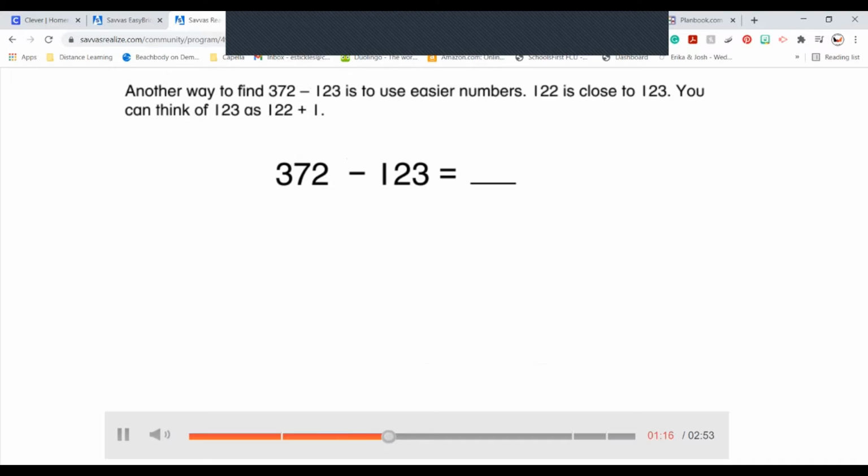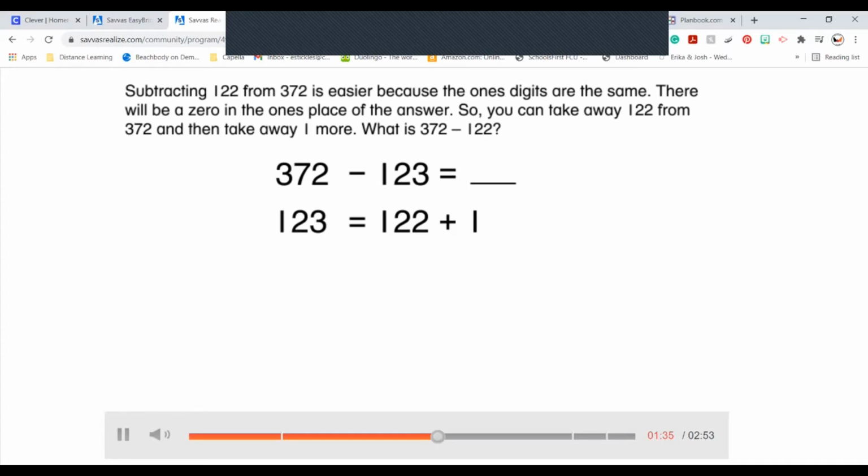Another way to find 372 minus 123 is to use easier numbers. 122 is close to 123. You can think of 123 as 122 plus 1. Subtracting 122 from 372 is easier because the ones digits are the same. There will be a 0 in the ones place of the answer. So you can take away 122 from 372 and then take away one more.